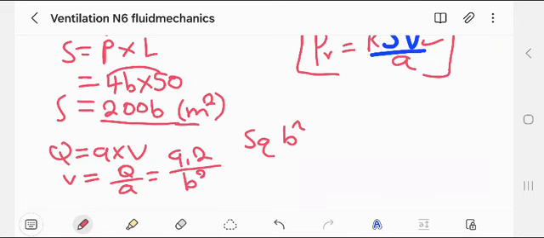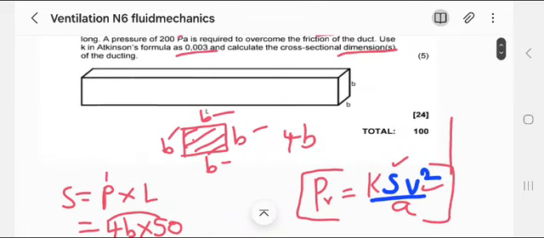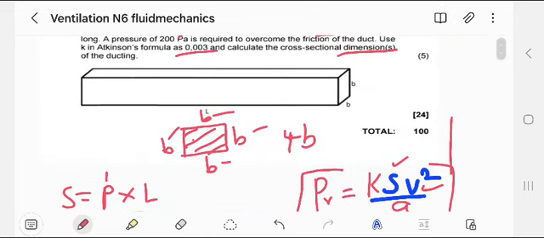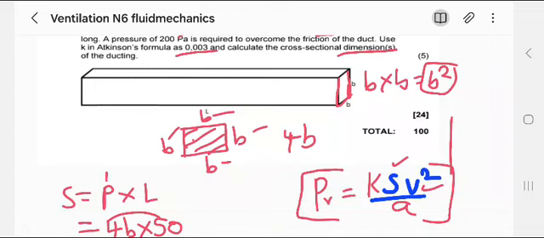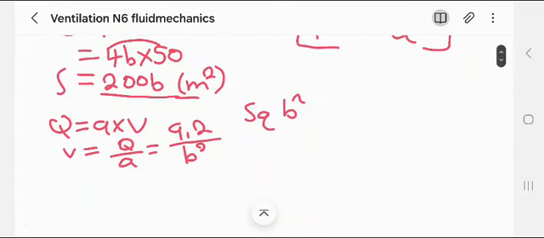Remember, the area will be height multiplied by width. Height is B multiplied by B, which equals B squared. So the area is B squared.